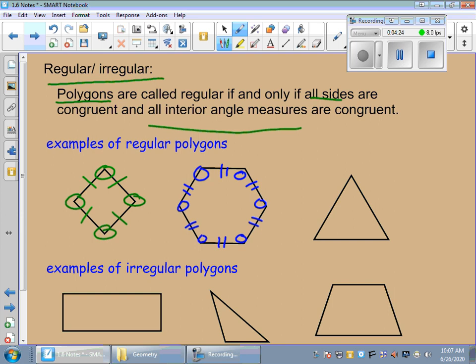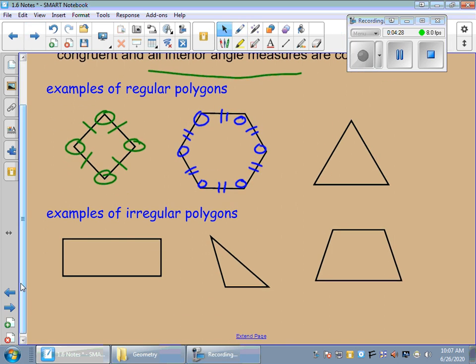So that's what we mean by irregular objects. These examples are irregular. This right here does not equal that. This right here does not equal that. This side right here does not equal that. So sides and interior angles.